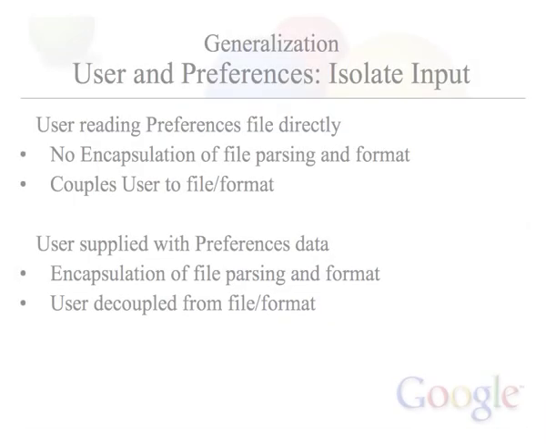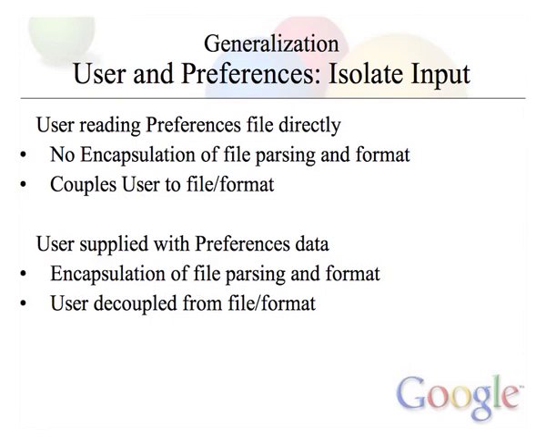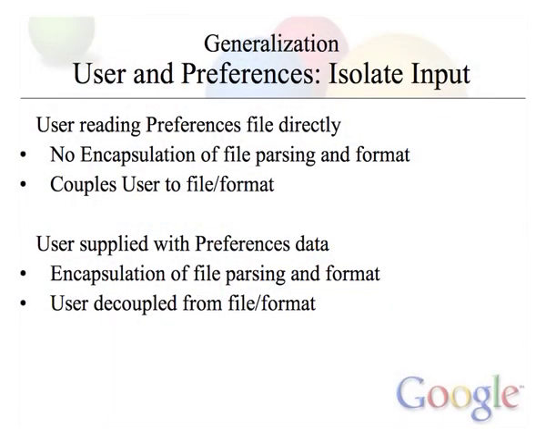When we had a user reading the preferences file directly, we weren't encapsulating our file parsing or the format of the file. And so we had a high coupling between the user and the file and its format. When we instead inject the preferences data right to the user, we've now encapsulated the file parsing and format somewhere else into a file parser, and we've decoupled the user from the file and its format.